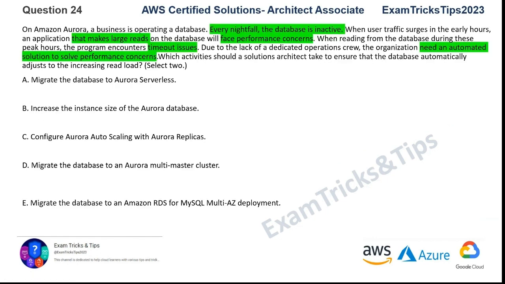A business is using a database. It's an Amazon Aurora database. During the night, the database is inactive, but then suddenly in the morning, traffic is surging in the early hours and performance from the database is not great. And the organization doesn't have any operational staff to do this activity.